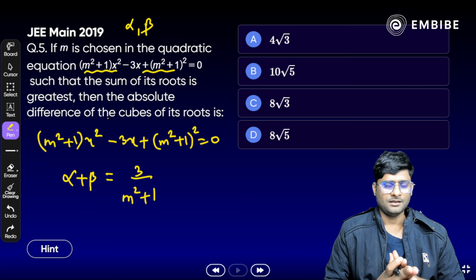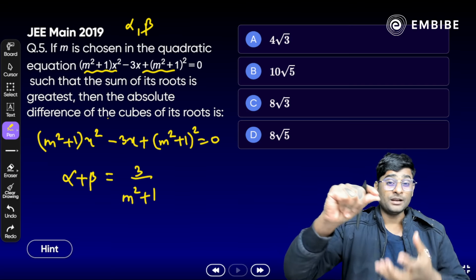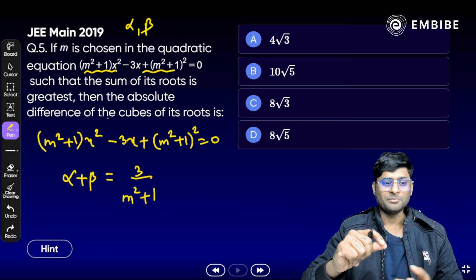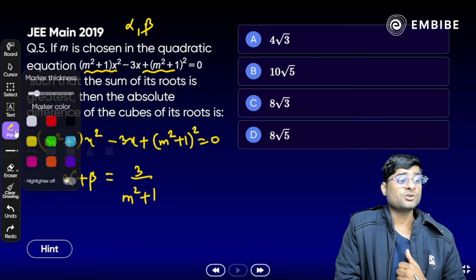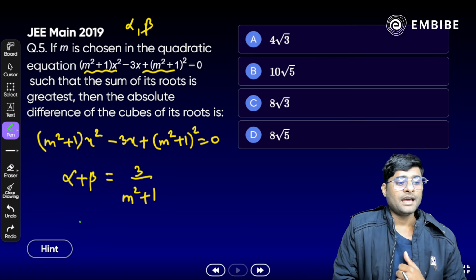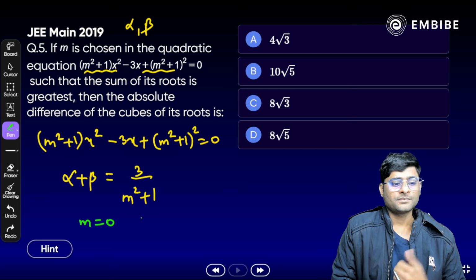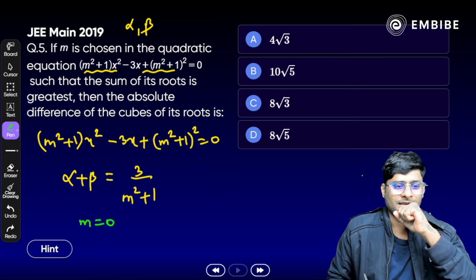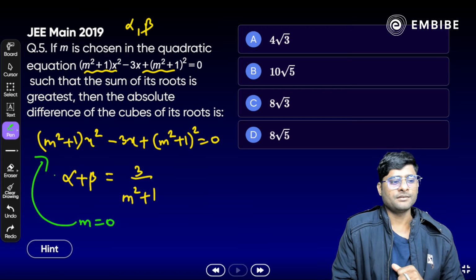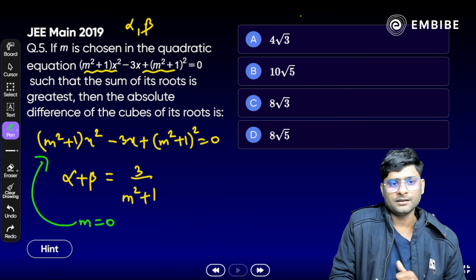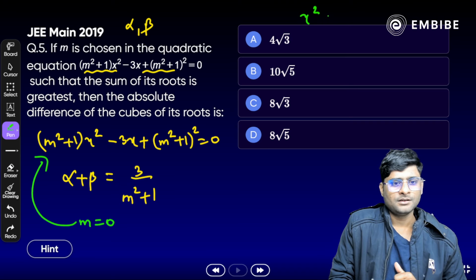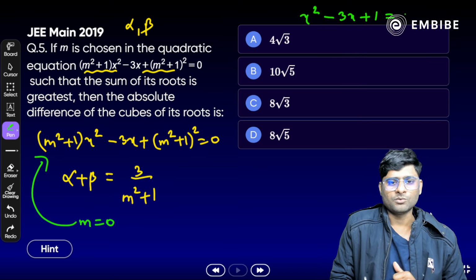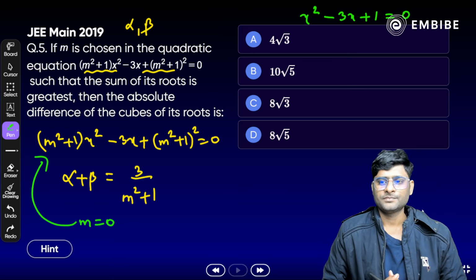If we increase the denominator, the value reduces. Correct? They are inversely proportional. Exactly. So at m equal to 0, alpha plus beta, the sum of roots, will be maximum. Now substitute m equal to 0 in our quadratic equation. What do we get? We get x square minus 3x plus 1 is equal to 0.